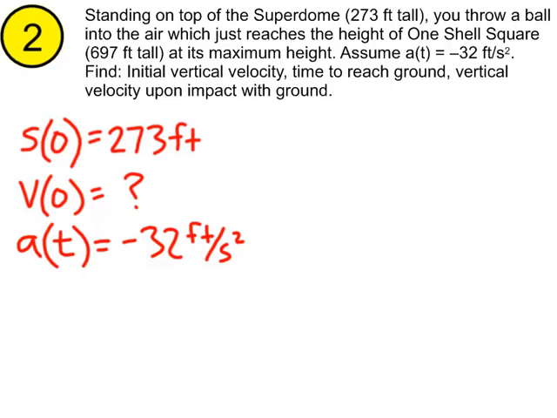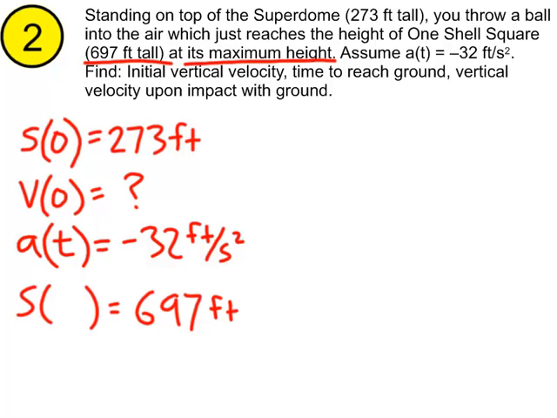We've also been given some information, not just for the initial time, but also about the maximum height. Let's go ahead and say that at the maximum height, this ball is at 697 feet tall. So that's s equals 697 feet. Now, we don't know how long it takes to get to that 697 feet. That's an unknown. So I'm going to put a variable in there, t sub m, m for maximum. You can choose whatever variable you want, but I'm going to use t sub m to represent the time it takes for the ball to reach its maximum height.